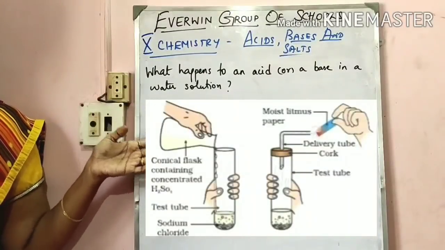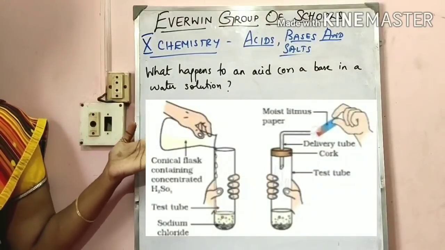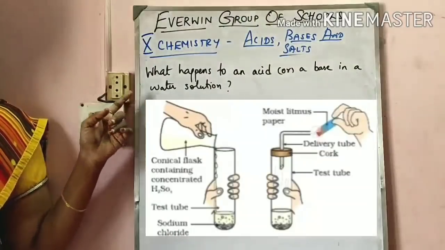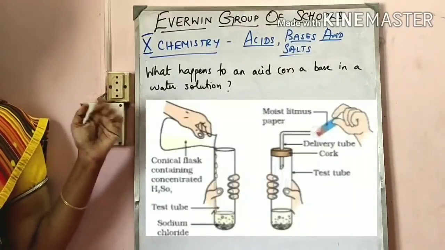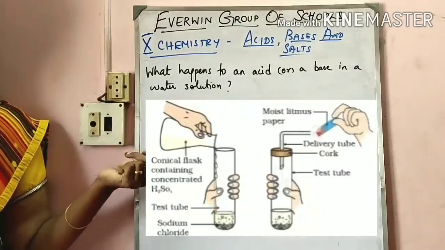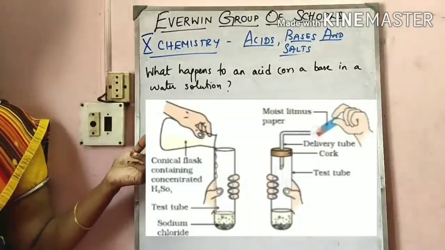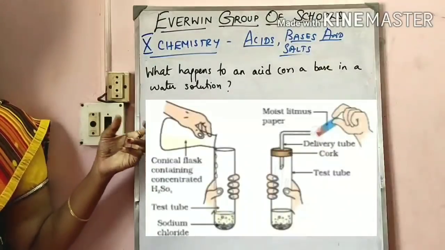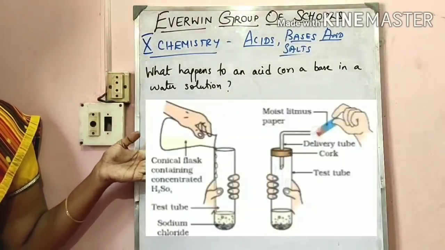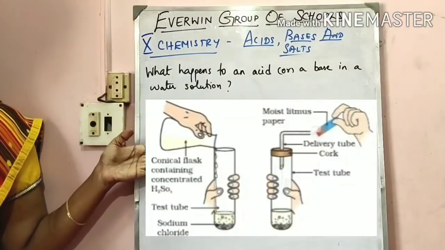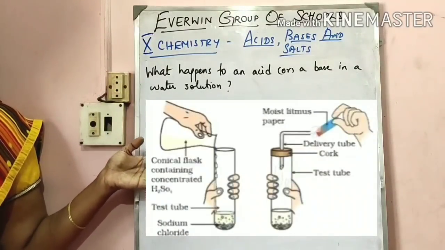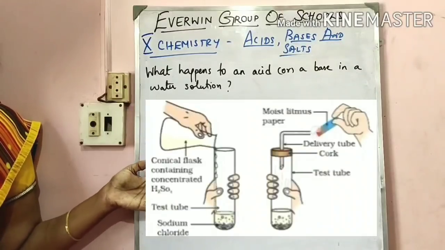Let us start an activity to infer: do acids produce ions only in aqueous solution? So the activity starts here. We are going to take about 1 gram of solid sodium chloride in a clean and dry test tube as placed here. Now to this we are going to add some concentrated sulfuric acid. What is the observation? Is there any gas coming out of the delivery tube?